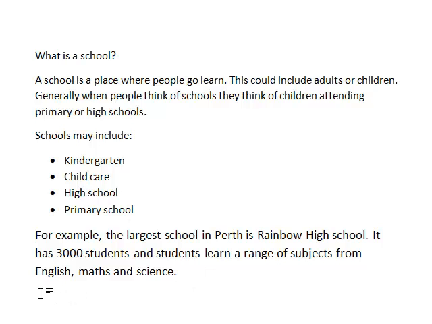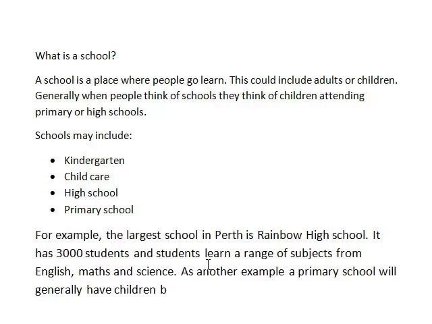So your sentence might be, as another example, a primary school will generally have children between the age of, let's say 5 to be sure, to 12. Okay, so that might not be accurate there. I'd have to check that. Maybe 13, is it? I can't remember.